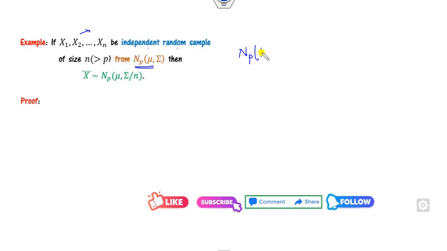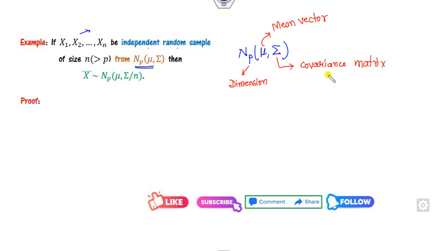remember, N_p(mu, sigma), where p is called the dimension of the multivariate normal distribution, mu is called the mean vector, and sigma is called the covariance matrix. This covariance matrix is also called the dispersion matrix. And this matrix is always symmetric. This matrix is always positive definite.